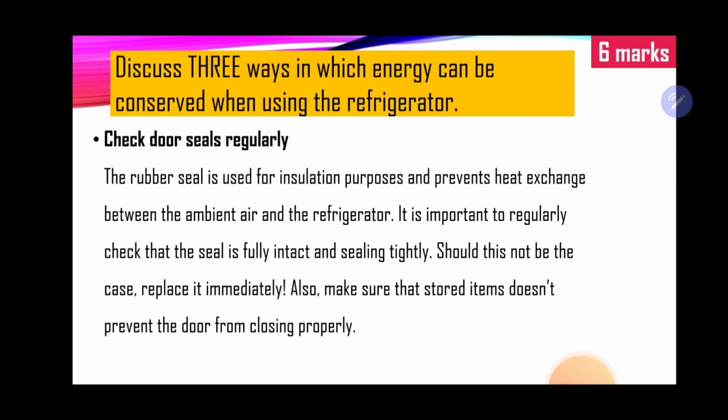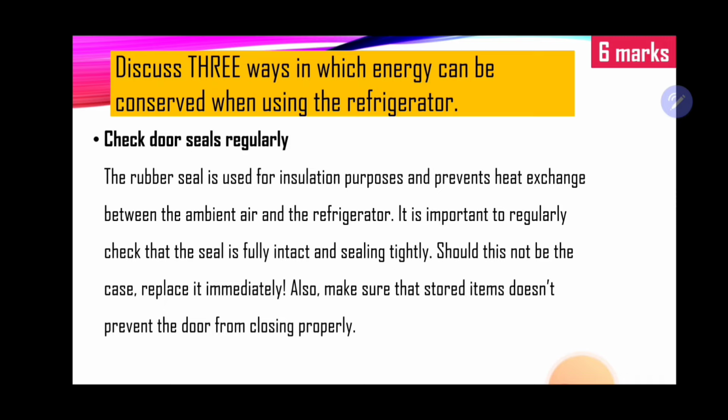Next point, check door seals regularly. Now, the rubber seal is used for insulation purposes and prevents heat exchange between the ambient air and the refrigerator. It is important to regularly check that the seal is fully intact and sealing tightly. Should this not be the case, we have to replace it immediately. Also, make sure that stored items don't prevent the door from closing properly. So we have to pay close attention to these issues so that we can conserve energy when we're using the refrigerator.